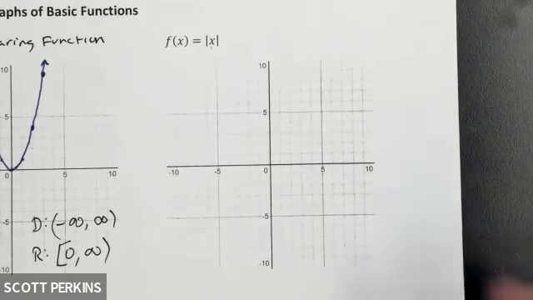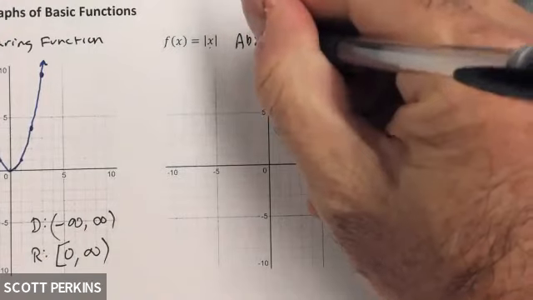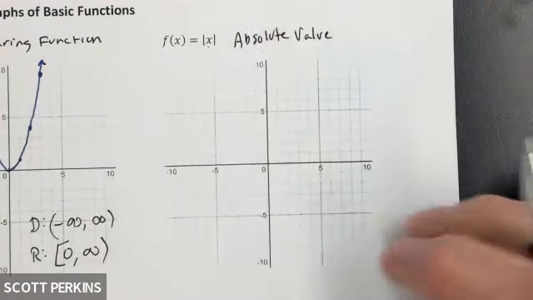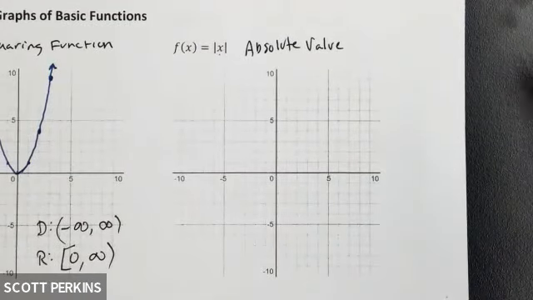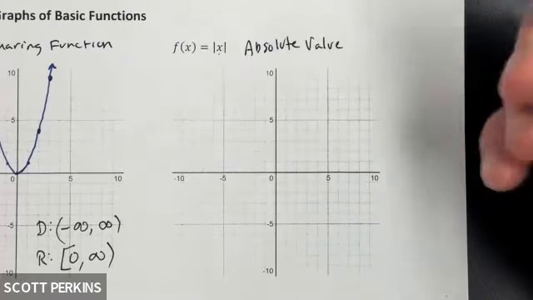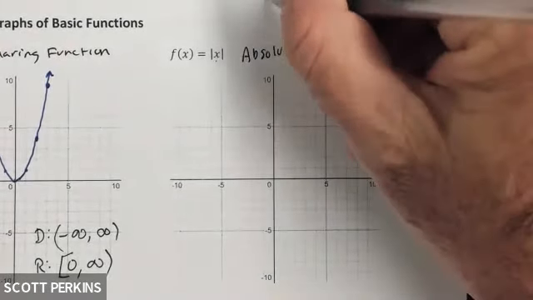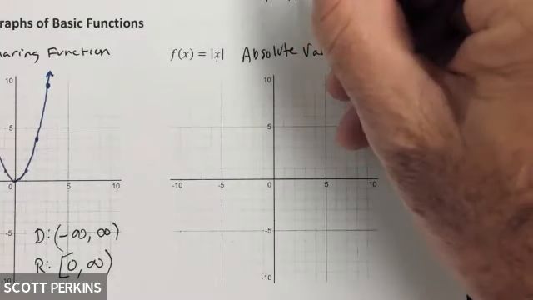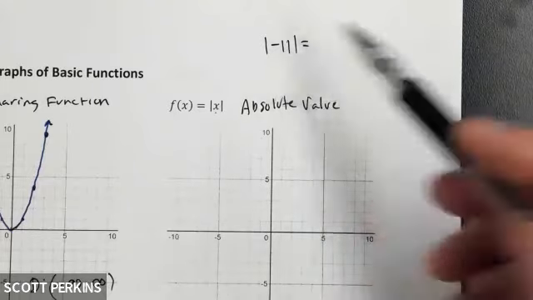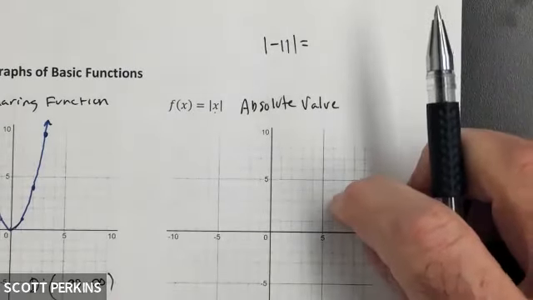The next function that we're going to deal with is called the absolute value function. At some point in your math lives, I'm guessing you've seen this, but just in case you haven't, these bars right here tell me to do something specific. So for instance, if I have the absolute value of -11, what do those bars tell me to do with that?